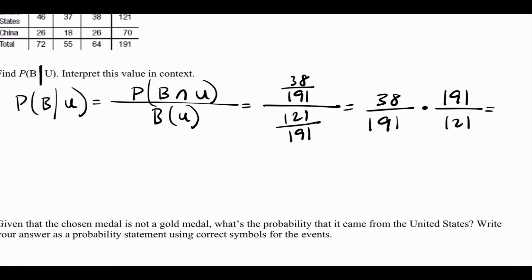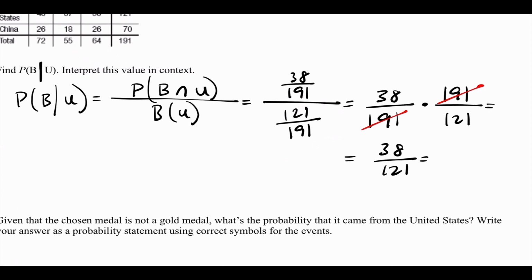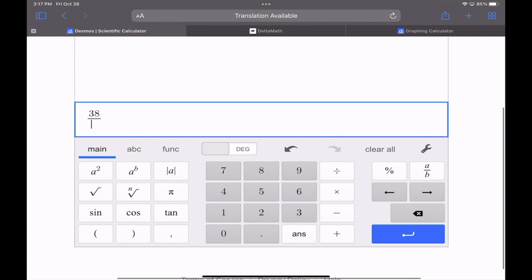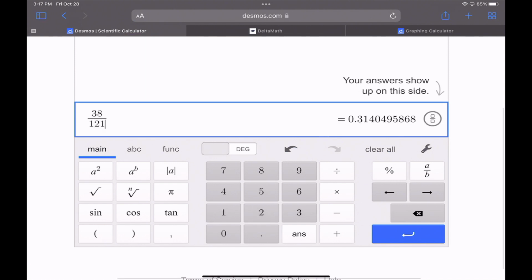What will cancel out nicely? The 191s cancel out nicely, right? So you're left with 38 over 121, which you will put into your calculator to get a decimal. Go three spaces, and make sure you round. So 38 out of 121 is 0.3140. The 0 says stay, so 0.314.